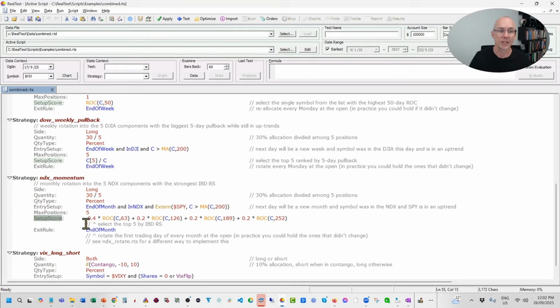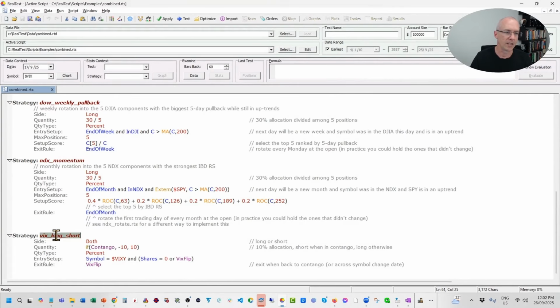The setup score is using the same IBD relative strength calculation that we used in the rotational momentum lesson earlier. And the exit rule is the end of the month. So this system, really simply, takes all stocks in the NASDAQ 100 index. At the end of the month, if the SPY is above the 200-day moving average, then it ranks them according to the IBD formula. It takes the top 5, buys them, and holds them until the end of the month, and then sells them. And then re-ranks and does it again.